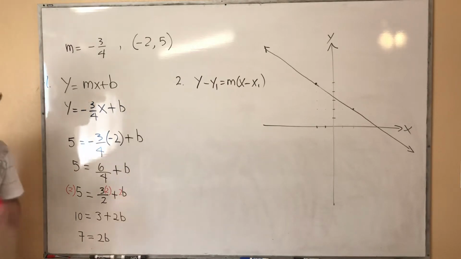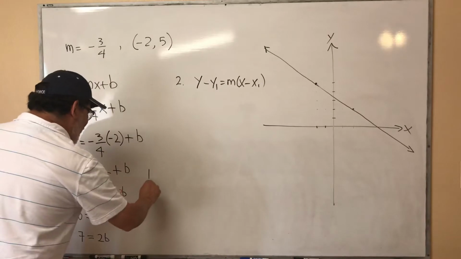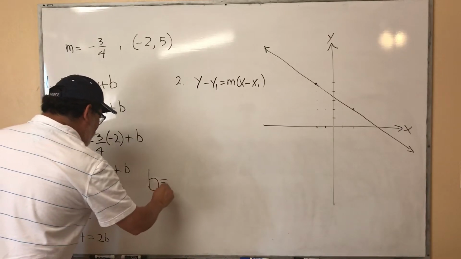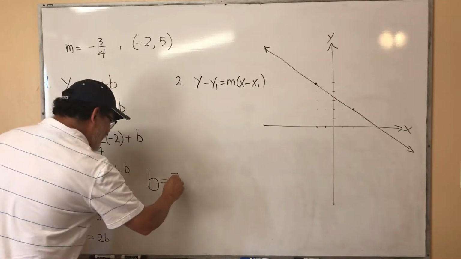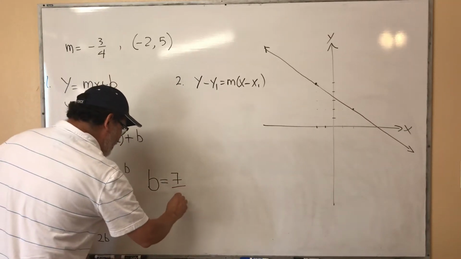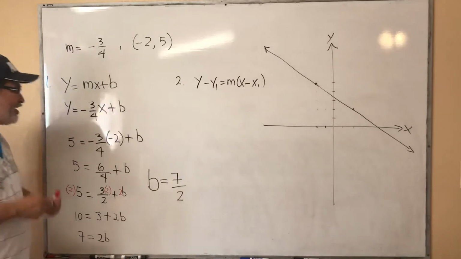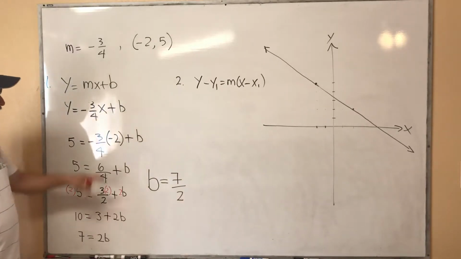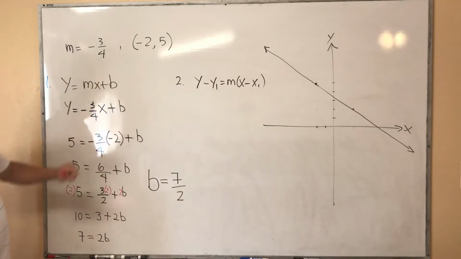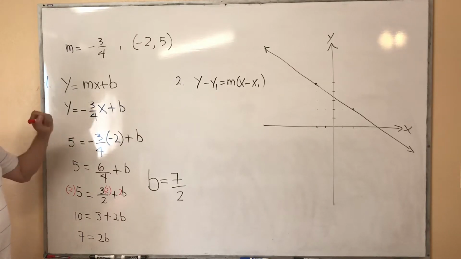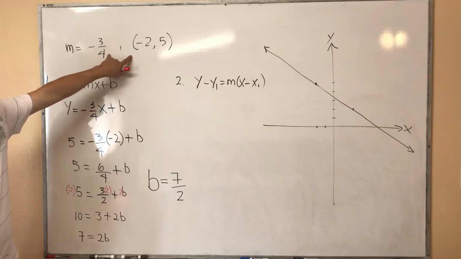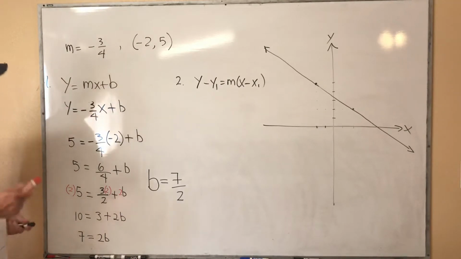And what is b? Because we're looking for b. So b is what? b equals what? 7 over 2. 7 over 2. That's b. Now we've got to come back and plug in b here and give the equation of the line that passes through these 2 points. So let's plug it in.